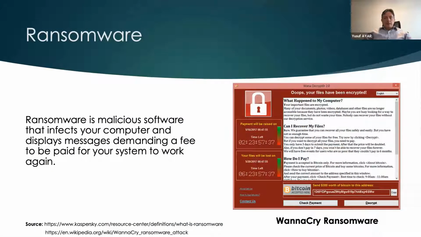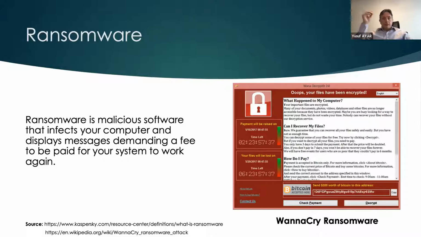Another very famous threat is ransomware. Ransomware is malicious software that infects your computer and displays messages demanding a fee to be paid in order for your system to work again. This class of malware is a criminal money-making scheme, and it can be installed through deceptive links, email messages, instant messages, or websites, whatever.